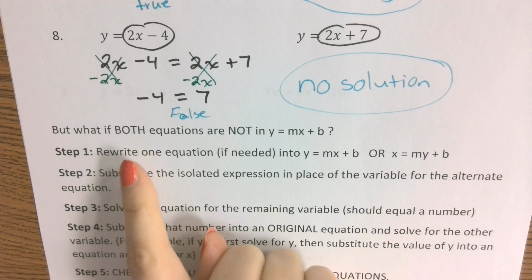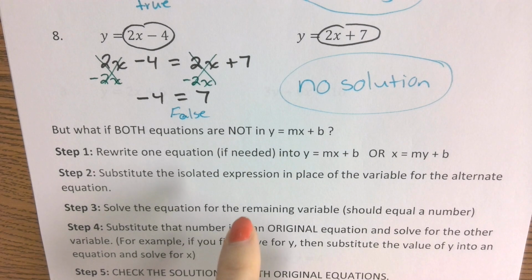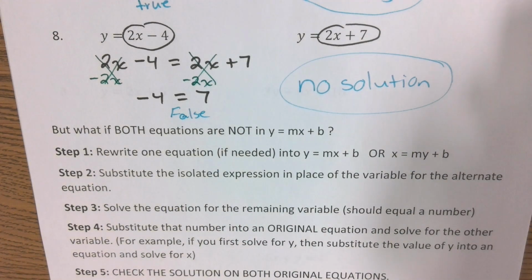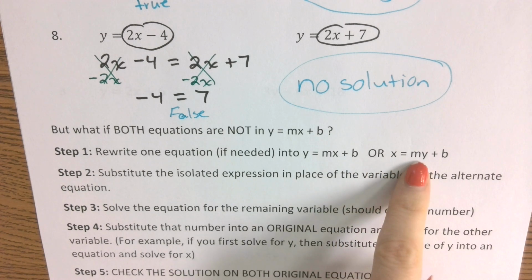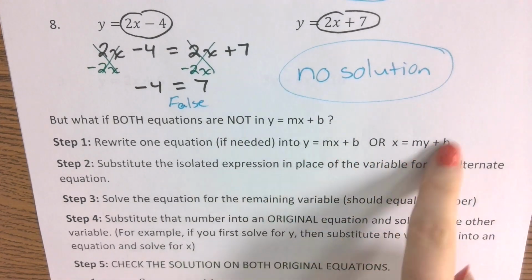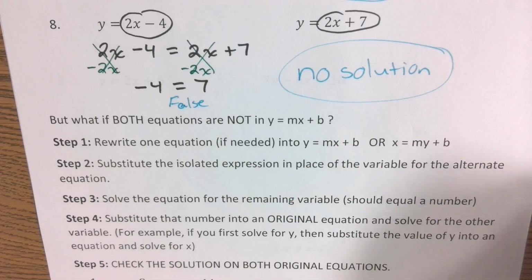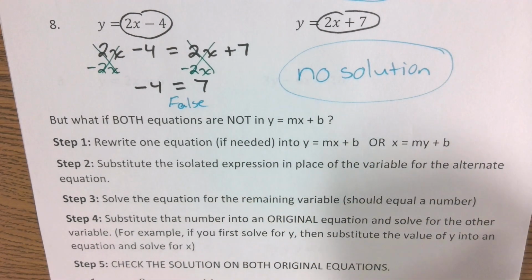You would just, I don't want to say rewrite the equations, because as long as one of them is written in y equals mx plus b or x equals my plus b, it's okay if x is the one that's isolated as well. You can still do the substitution. As long as one of them is written in that format, substitution is still the best method. If neither one of them is written in that format, then that's when we would use elimination. But for all intents and purposes, you would want one of them written in this format for substitution.